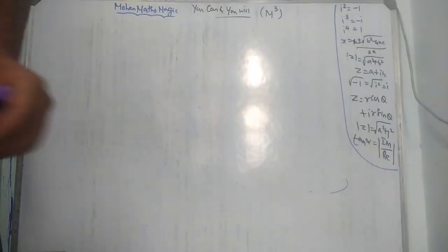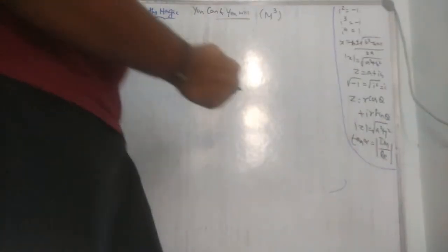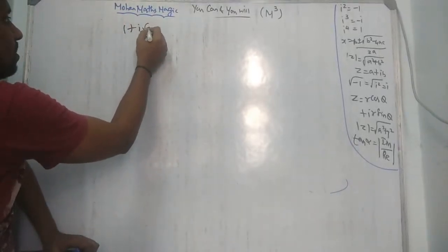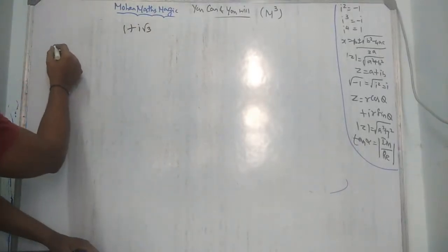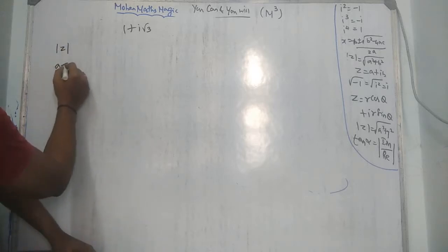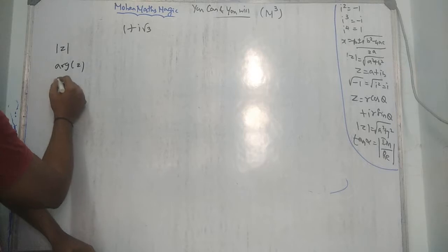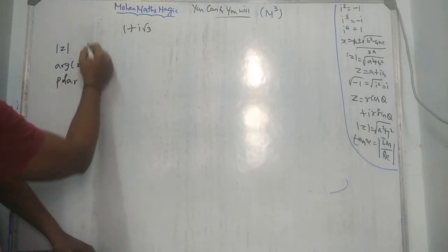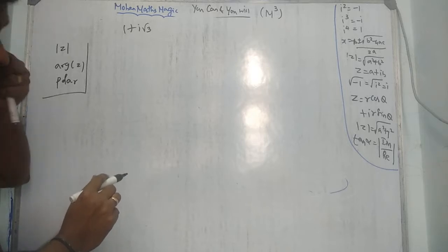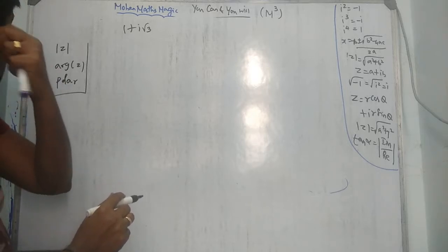So going first sum 1 plus i root 3. Now my job is to teach you three portions. One is to find out the modulus value, other is to find out the argument of z, and third one is I have to ask you to write in the polar form. Okay, these three I will teach you. So first one, basics.